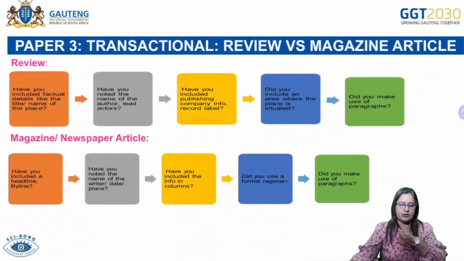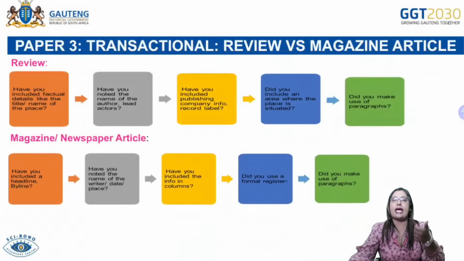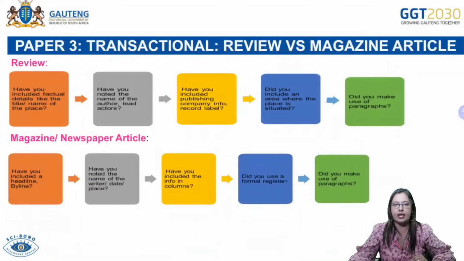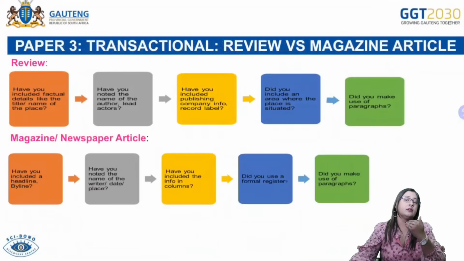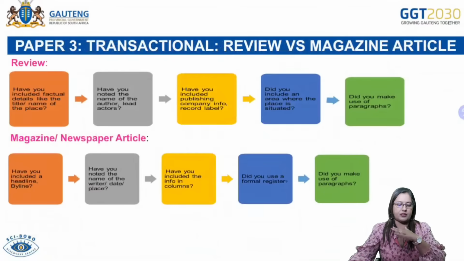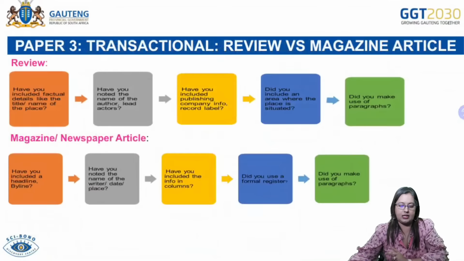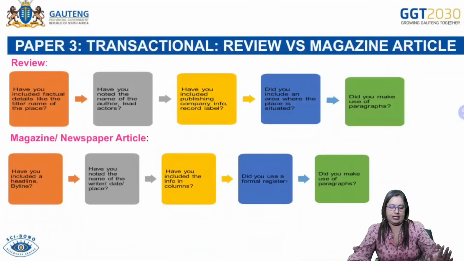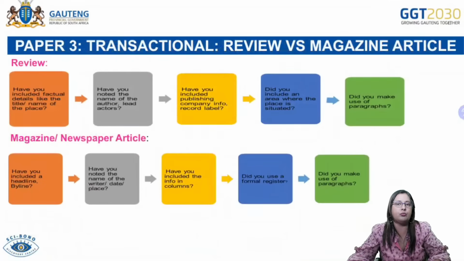So when you are doing either of these two, please remember there has to be a headline and a byline. Have you included that? Okay. And then the writer's name obviously must be there. Have you noted the name of the writer, the date on which this particular article was published, and the place maybe that it needed to be mentioned or needed to be known? Okay. And then have you included the information in columns? Right. So that's important. And did you use the formal register?